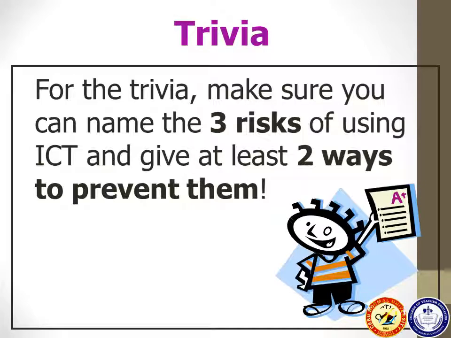Before we end this lesson, we will be having a trivia. Are you ready? For the trivia, make sure you can name the three risks of using ICT and give at least two ways to prevent them. If you are unsure of your answers, you can always view the slides again. So you can write your answers on any scratch paper that is available right now at your place. And I hope that we have met all the objectives for this lesson.